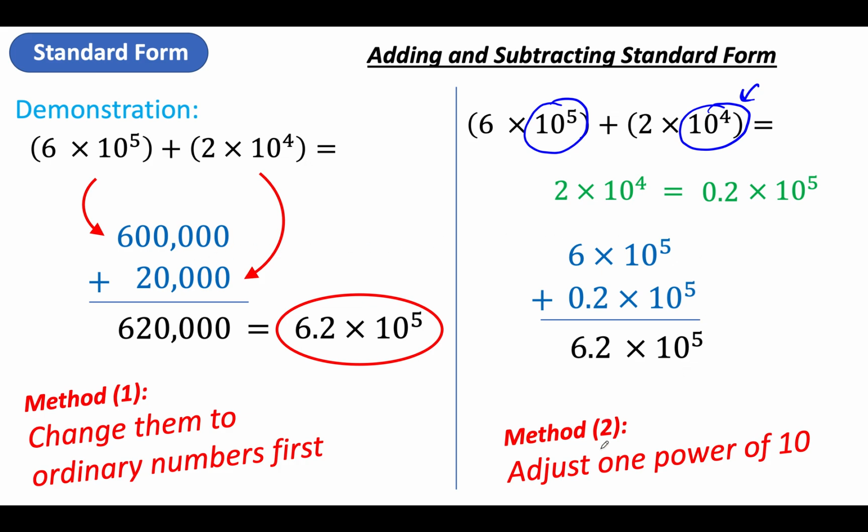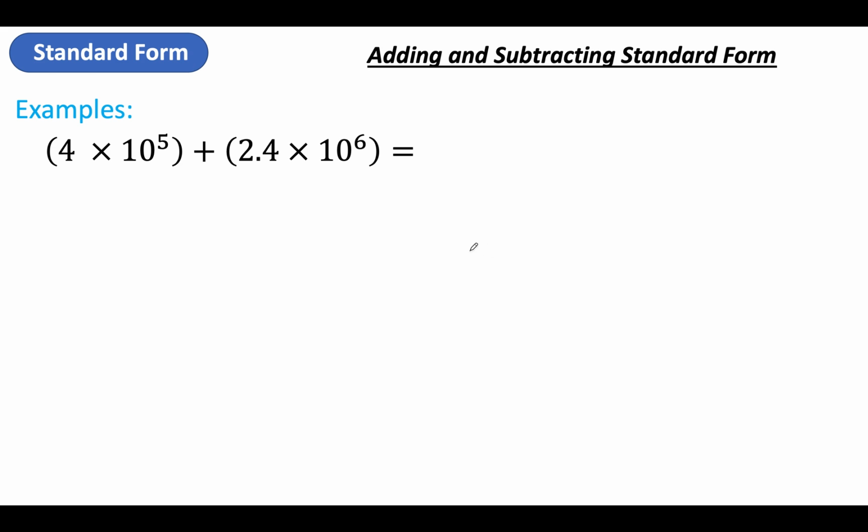Okay, so that's the method really in a nutshell. It is to find which power is smaller and adjust that standard form number, so it's no longer in standard form. This isn't in standard form up here, but it does have a power that matches, which means I can then just add together the decimal parts. Okay, right. So less talking, more doing. Let's have a go at this one.